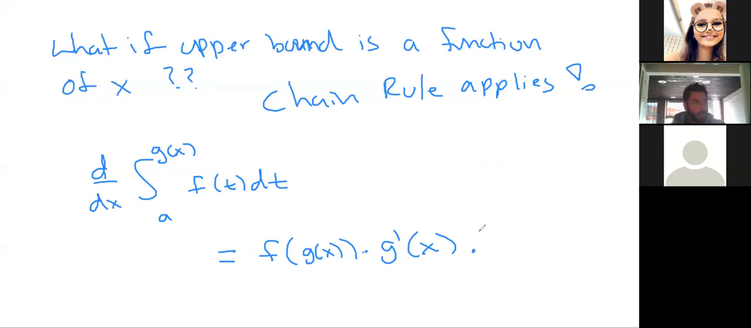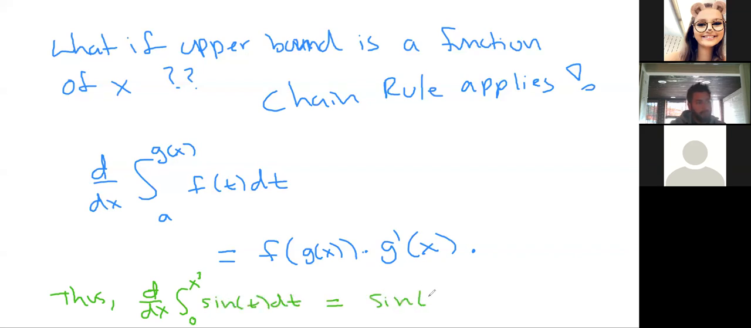So if we apply this reasoning to a problem similar to say 3D, if I wanted to differentiate something like this, the integral from 0 to x cubed of, let's just say, the sine of t dt, the chain rule says that this is the sine of x cubed times 3x squared. So this is a little more involved.